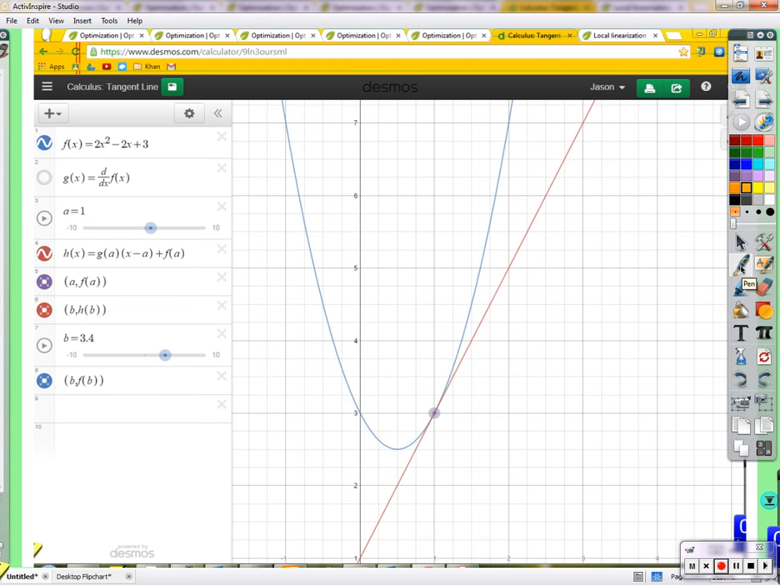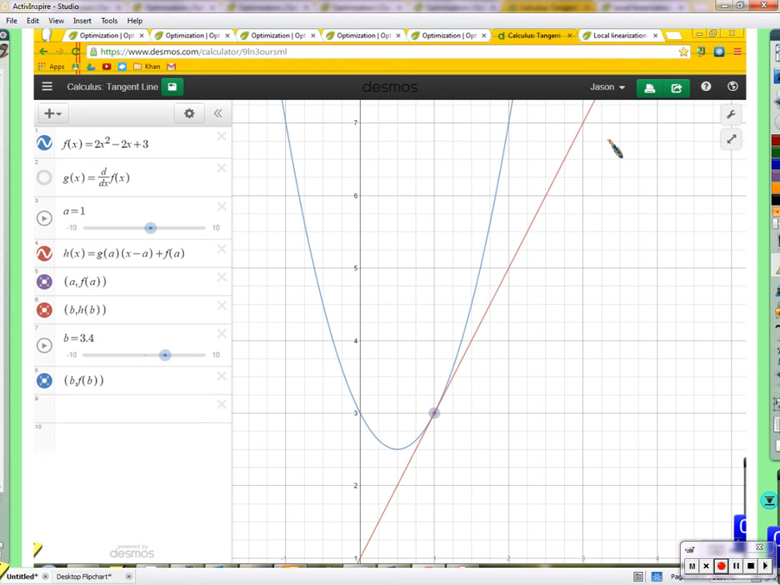Let's start with the equation of a line blueprint, the point-slope form. Can anybody tell me the point-slope form off the top of your head? Slope-intercept, point-slope. It starts with y minus y1, equals m times x minus x1. There we go.